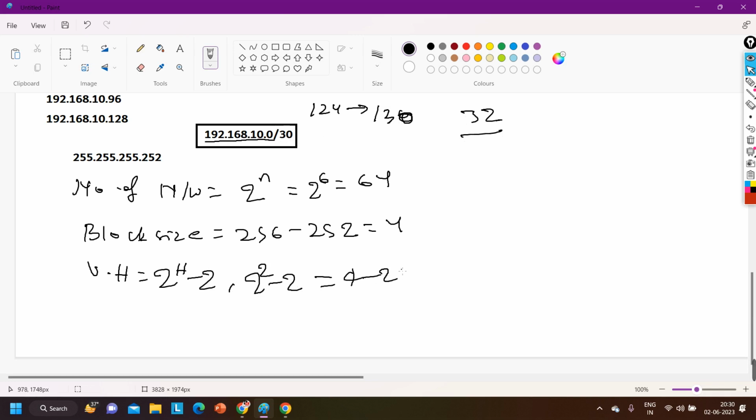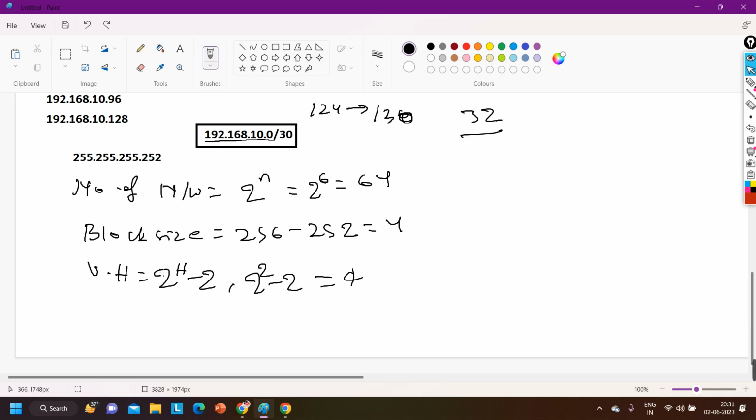Sir, how is this valid host? Suppose you get a number of IP addresses in a network, 126, 128. So the first IP address is always reserved for the network ID that you cannot assign to a computer, and the last IP address is reserved for the broadcast ID that you cannot assign to a computer. So that's why we are subtracting 2 every time.